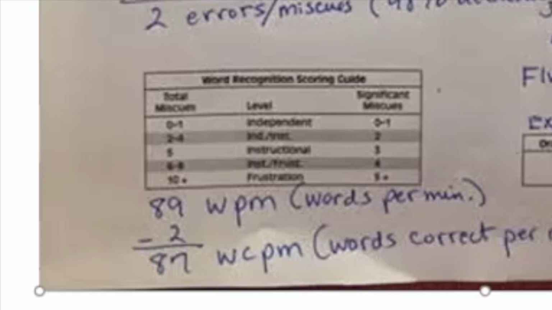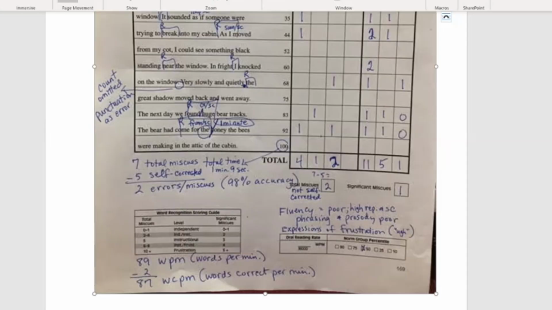But we can't go just on that. We have to look at these other behaviors too. And then we have to look at the comprehension. So just looking at the table, it would tell us it's somewhere between independent and instructional level. We're not quite sure yet. We need some more information.